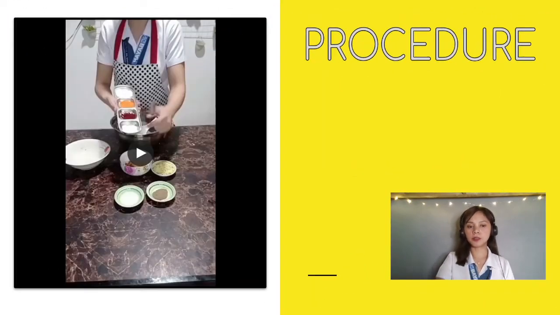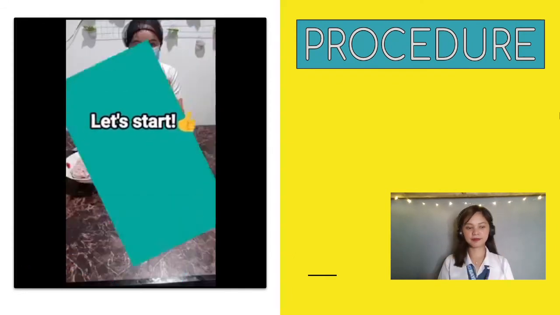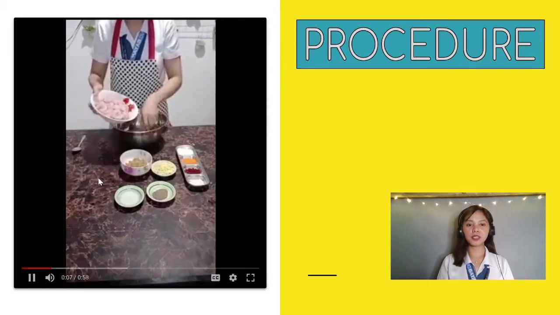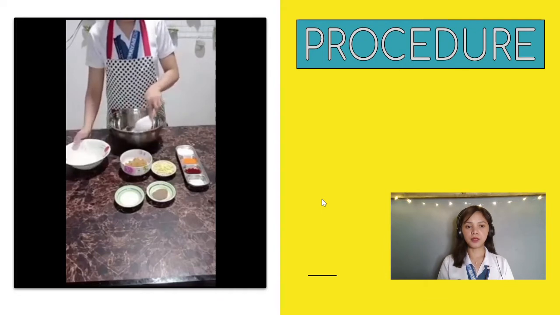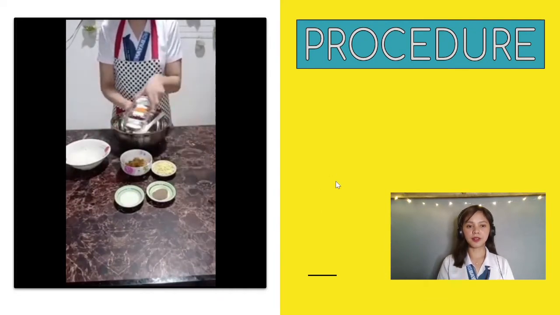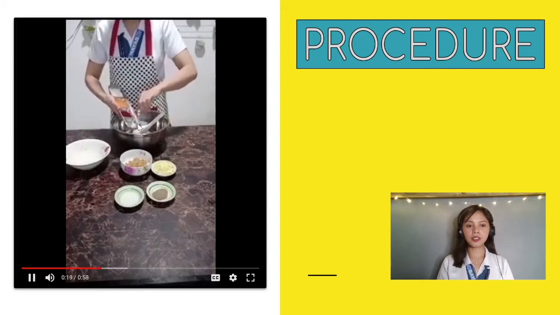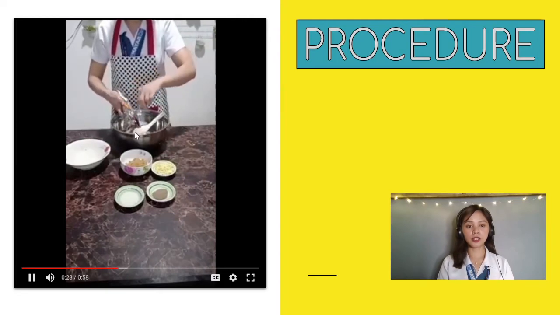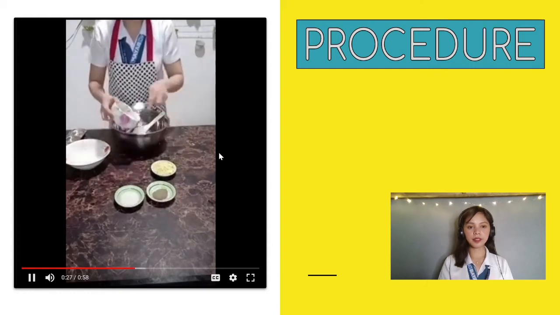So here is the procedure. Let us start. Okay. I'm just going to mix all of the ingredients. It's very easy to do. You can really do this at home. Okay, I'm now going to mix the cornstarch, the paprika, the atsuete, and the salt into the pork. Next, I'm gonna put the sugar.